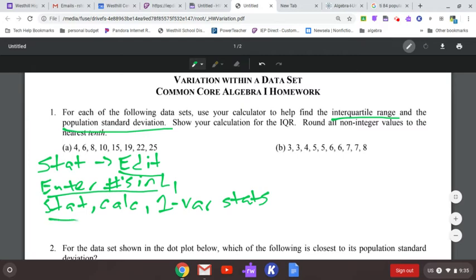Then you will hit the stat button again and go over to the right to calc. Then you're going to want to go under one bar stats, and that'll show you all the 5 number summary stuff and the population standard deviation. To find the interquartile range, you subtract Q3 minus Q1. That'll give you your interquartile range. And your population standard deviation is this one, which looks like that on your calculator. So you do that to find the answers for A and B.